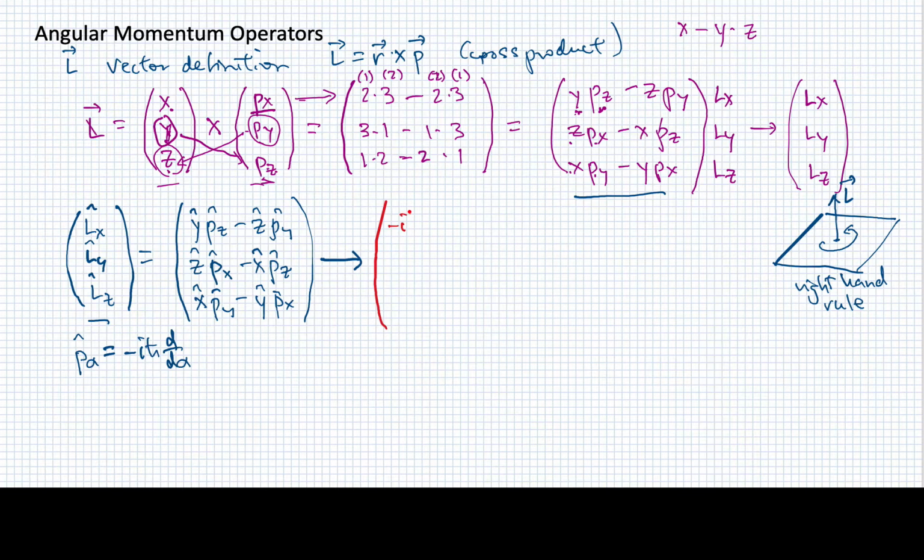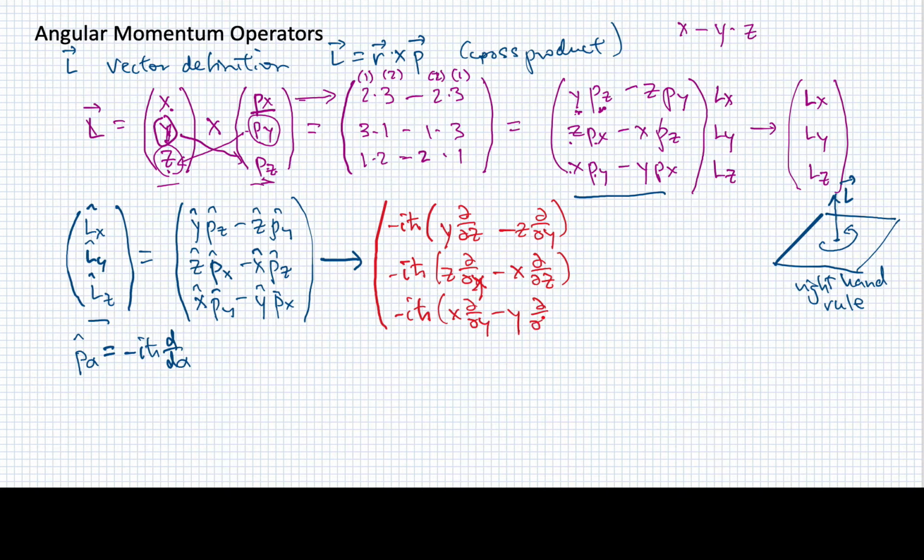I'll have minus i h bar times y d/dz minus z d/dy. And for the middle one, I'll have minus i h bar times z d/dx minus x d/dz. And for the third component, I'll have minus i h bar times x d/dy minus y d/dx. So now we actually have written down what amounts to a prescription for how we would evaluate these things when we use the angular momentum operator in a real system.